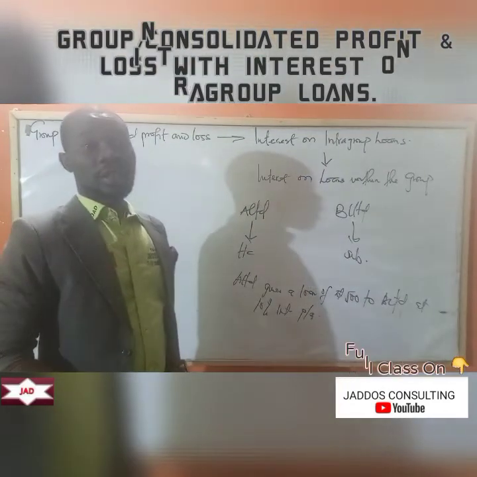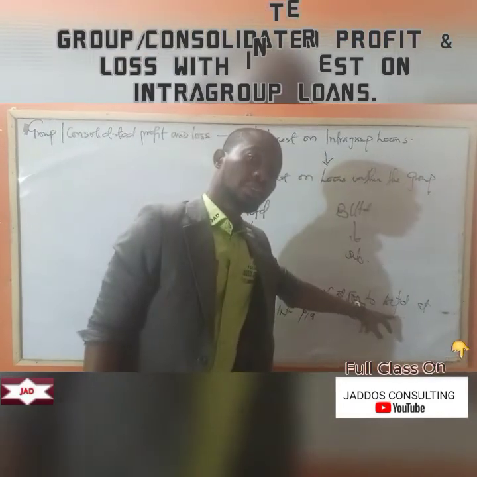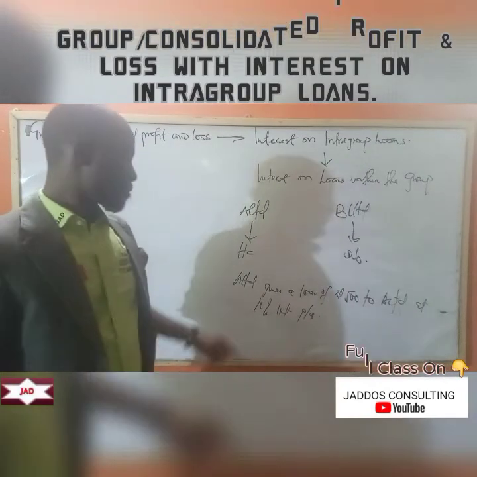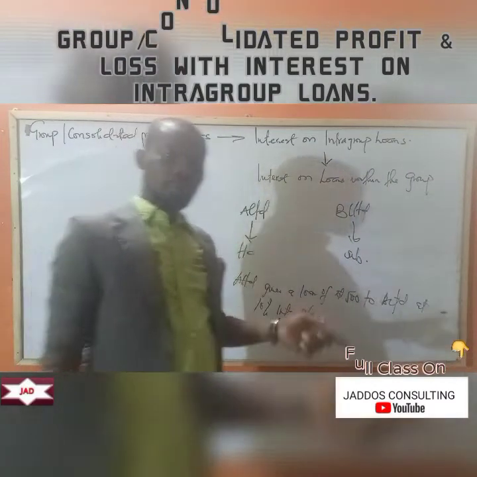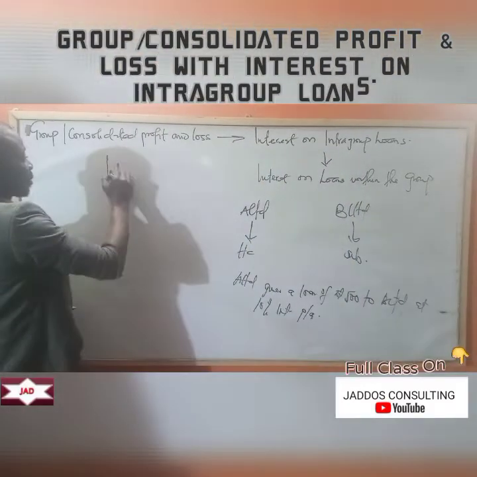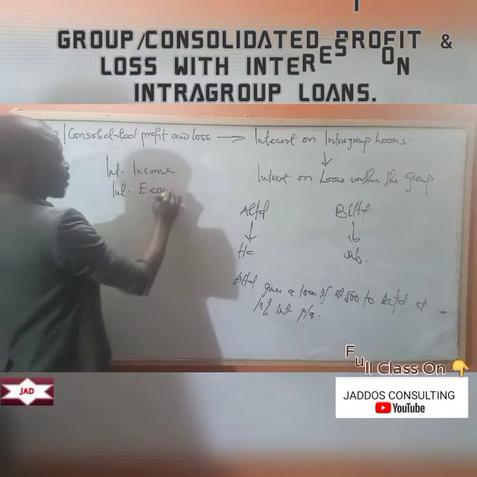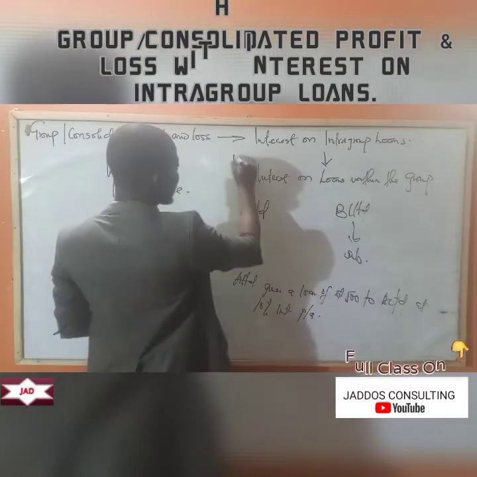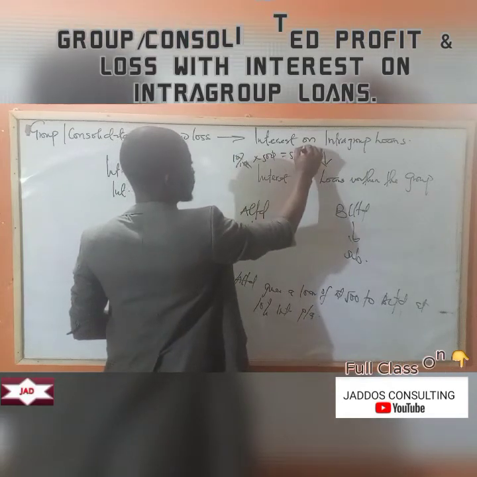So what it means is that B Limited will not be indebted to A Limited, right? But every year B Limited pays 10% interest. So it means that to one company it is an income, to the other company it's an expense. So we have interest income, and then we have interest expense. Of course 10% on 500, that's 10 over 100 times 500. So that's 50 per annum.